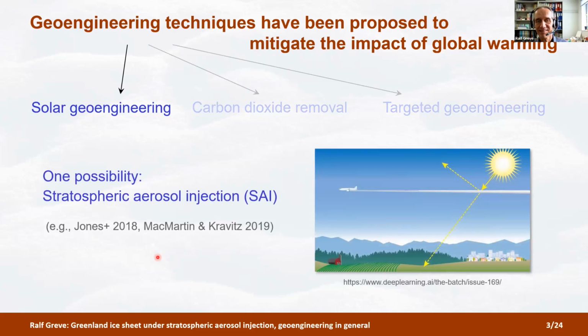But for now, I'd just like to mention solar geoengineering, which is the attempt to reduce the amount of incoming solar radiation, and by doing so to counteract global warming. One possibility is the idea of stratospheric aerosol injection, which means, as illustrated in this sketch here, to release a large amount of aerosols, typically sulfate aerosols, to block the amount of incoming sunlight into the troposphere, and by doing so counteract the amount of global warming.